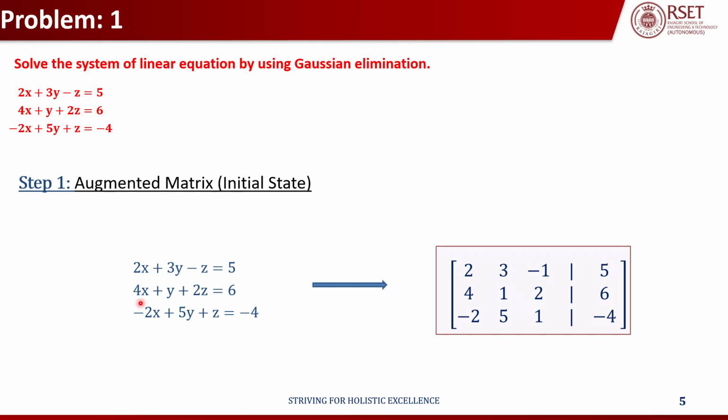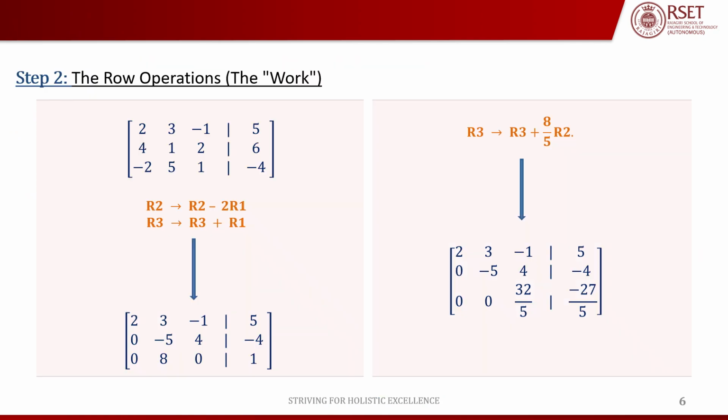In a similar way, we are writing these two equations as rows of this matrix. That is, the coefficients are 4, 1, 2, 6. Similarly, here we have 4, 1, 2, 6 and minus 2, 5, 1 and minus 4 here. Hope you understand that. Next, we are moving to the second step, that is row operation.